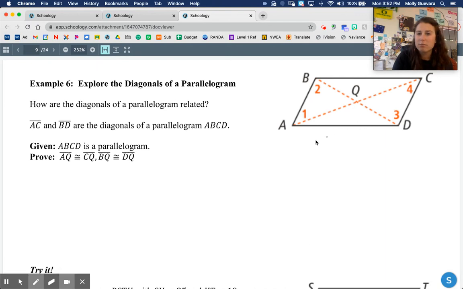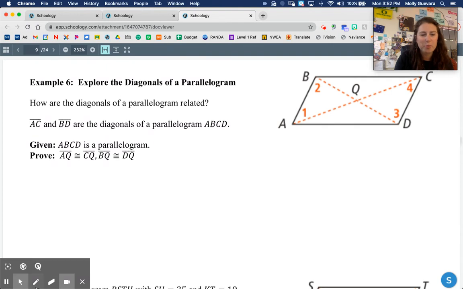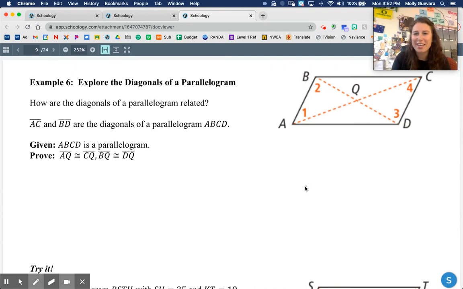AC, A to C, and B to D are the diagonals of parallelogram ABCD. Okay, so they're the diagonals. So here we have a proof. Woohoo! I know you guys just love proofs so much. I'm really excited that we can do this for you. That was sarcasm, okay?